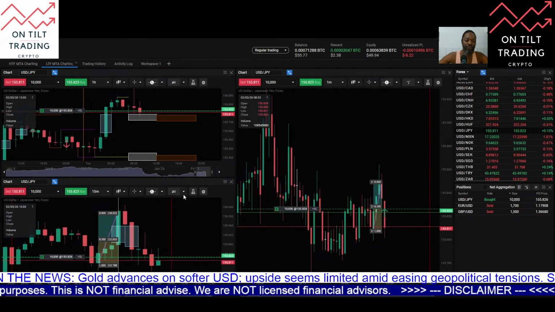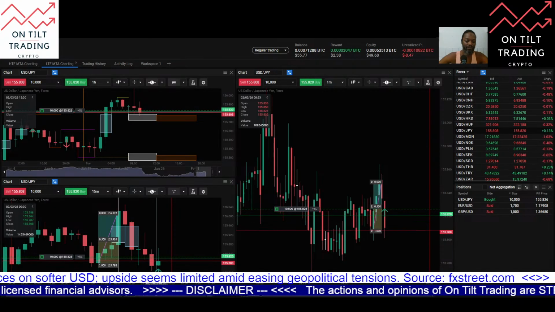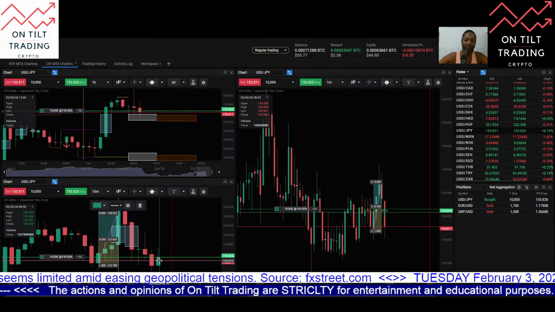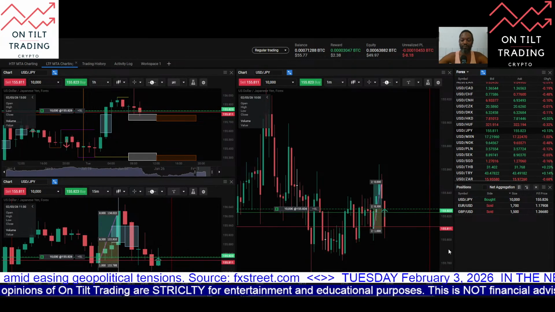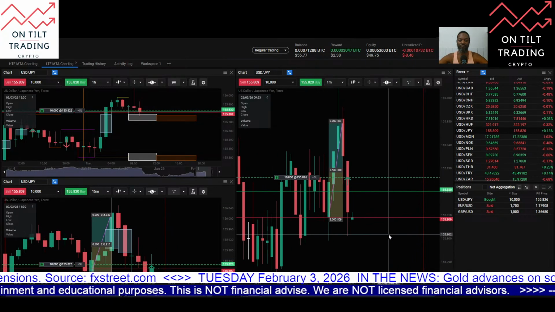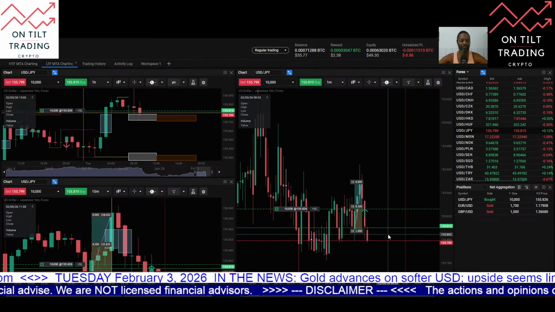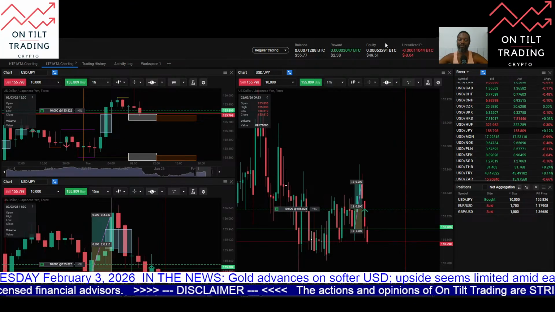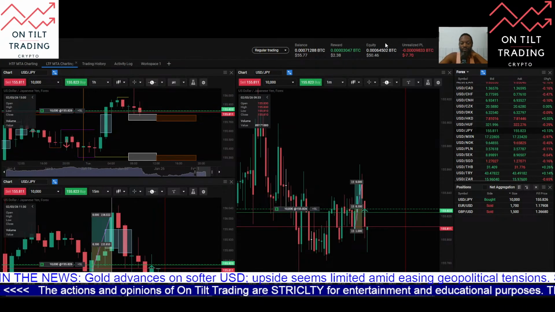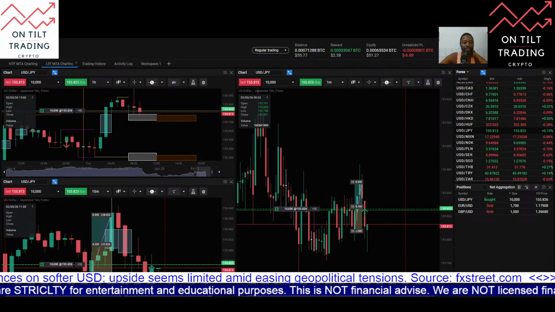Now let's see what happens with the position. Still showing some volatility and some sell side delivery here. We'll see if we can get a return to the buy side.